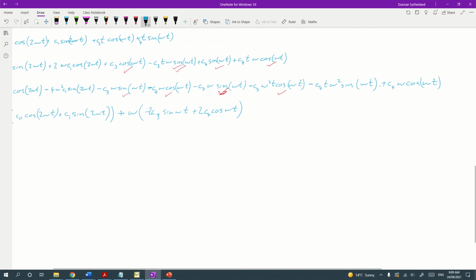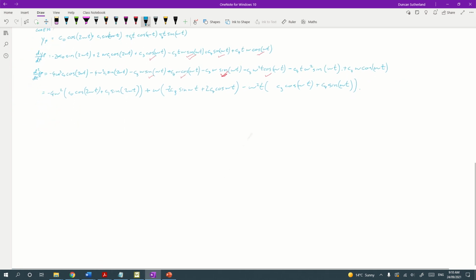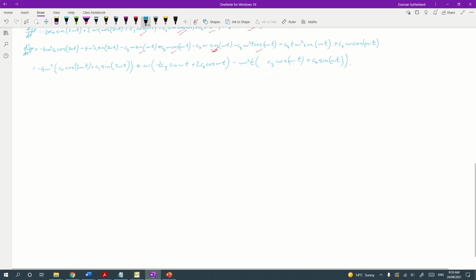Then we've got the t ones. Then we've got omega squared t minus C3 cos omega t, plus, oops, that's a minus. So I can bring the minus sign out the front. Get rid of that minus there. Plus C4 sine omega t. All right, so that's all the bits grouped together as neatly as possible, these three terms.